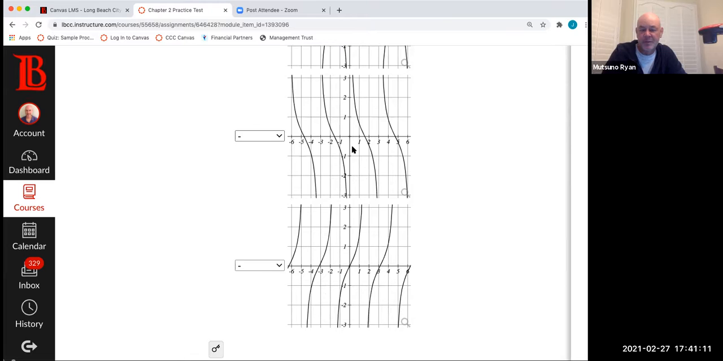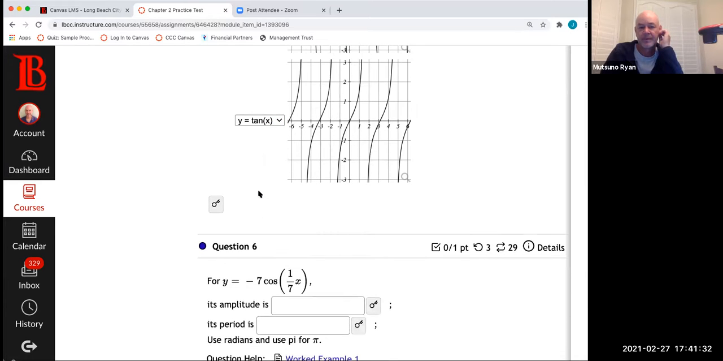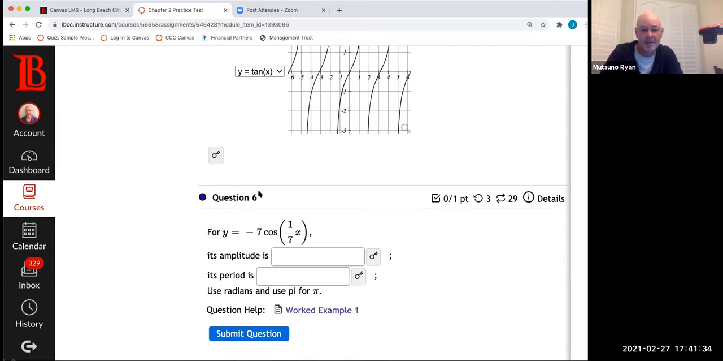Now, how do we tell the difference between cotangent and tangent? Tangent has asymptotes at negative pi over 2 and pi over 2. So tangent can go through 0. So this one's definitely tangent, making this one cotangent. Because cotangent has asymptotes at 0, at pi, and so on. Cotangent. Yeah, that's how you do that.